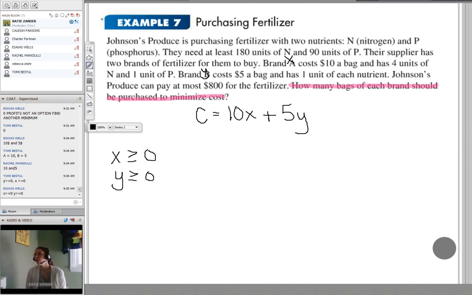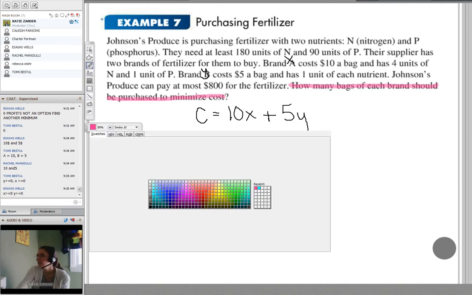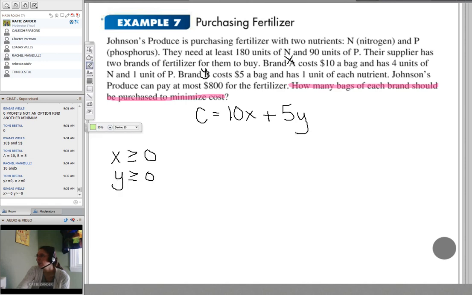Now there's just a few other things that we need to take into consideration. How about the brands themselves? Let's talk about the 180 units needed for the nitrogen. And let me take a look. If the nitrogen here, how many units do we need of nitrogen in brand A?